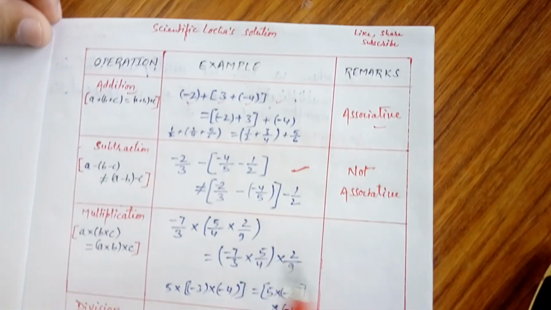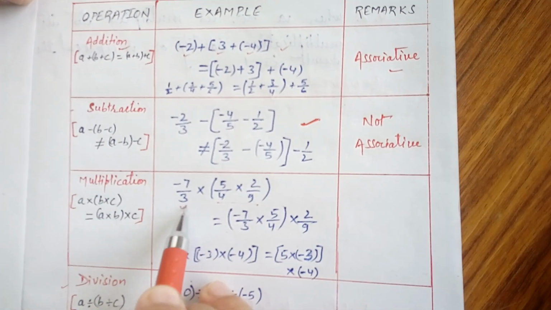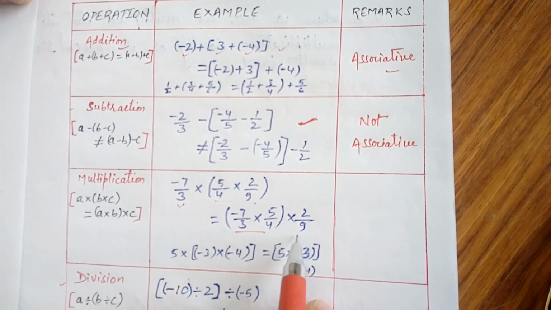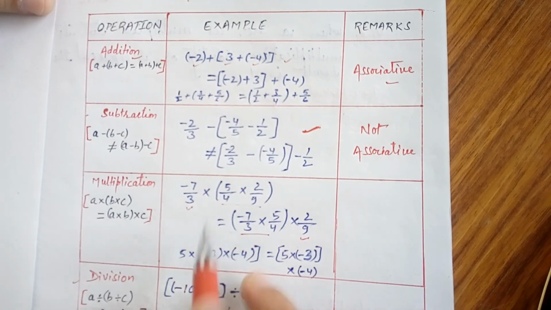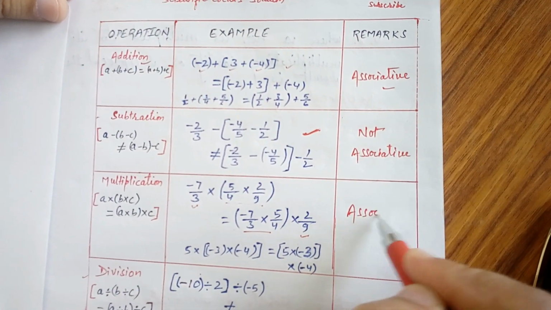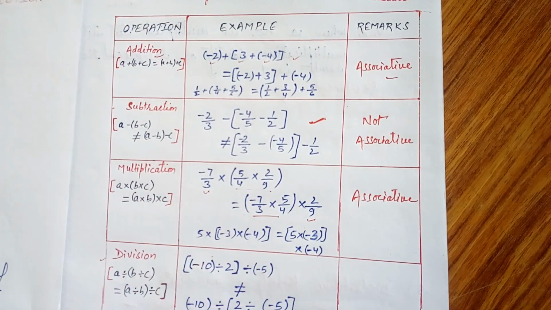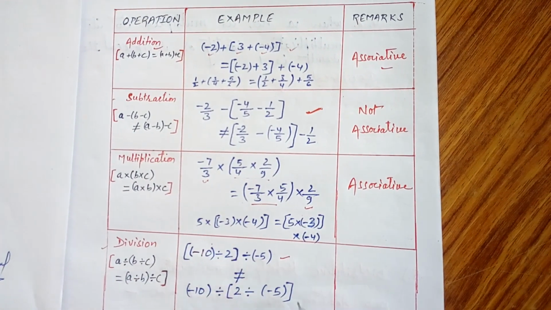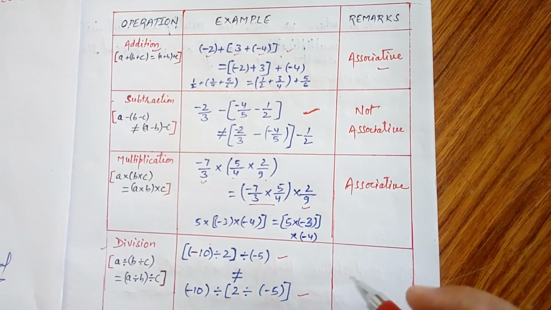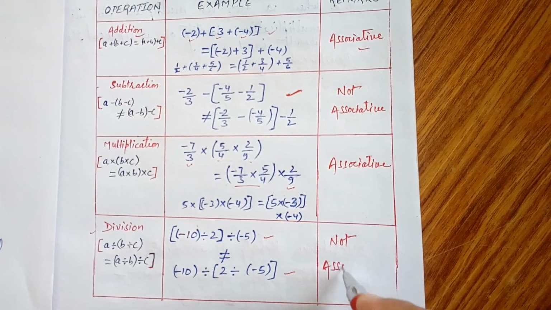Multiplication will be associative. When we multiply these two together and this one differently, and these two together, this one differently, the value will be equal in both the cases, so multiplication is associative. And in the case of division, it will not follow. You can check it by yourself. So division is not associative.